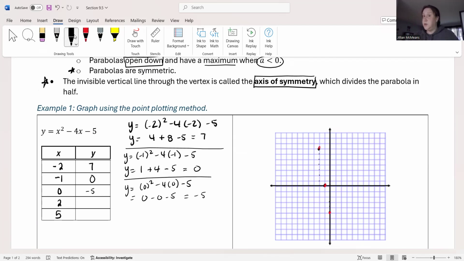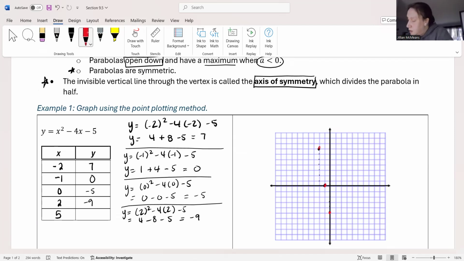Okay, now let's go back and repeat. We've got 2 more points to find. So when x is 2, we get 2 squared minus 4 times 2 minus 5. So let's see, 2 squared is 4, -4 times 2 is -8, minus 5. So that's 4 minus 8 is -4. -4 minus 5 is -9. And certainly you can use a calculator if you need to double check these points. So we have 2, -9. So let me go to red. So 1, 2, 1, 2, 3, 4, 5, 6, 7, 8, and 9. So that point is on the graph.